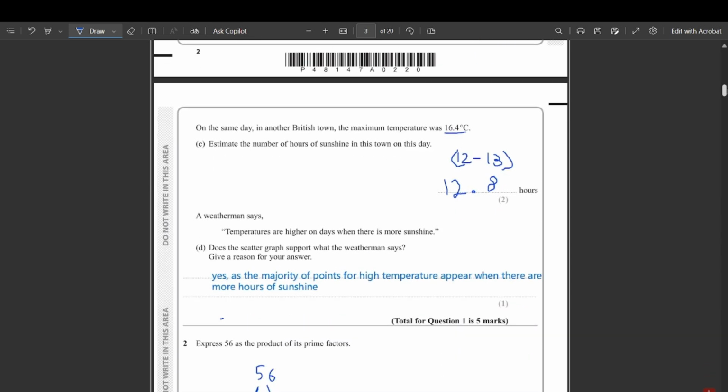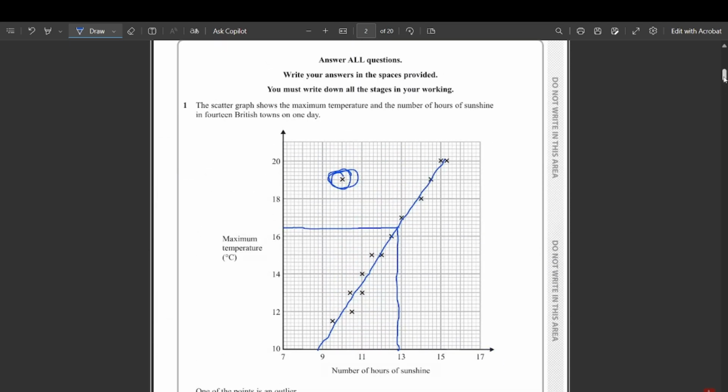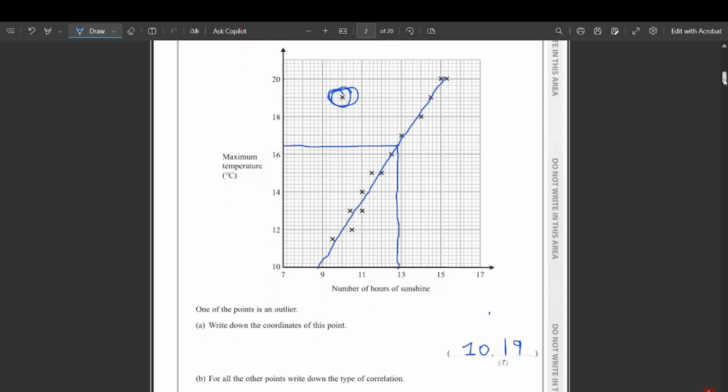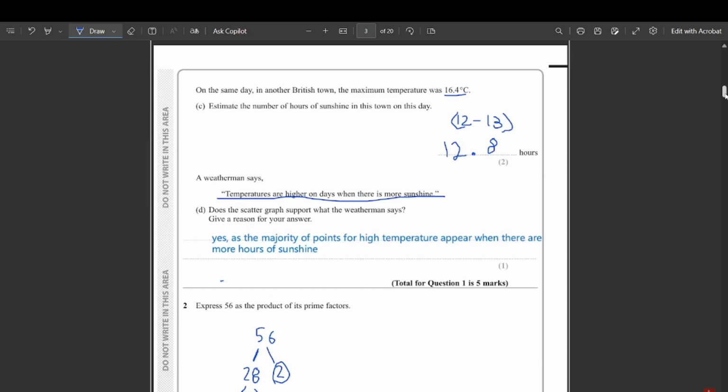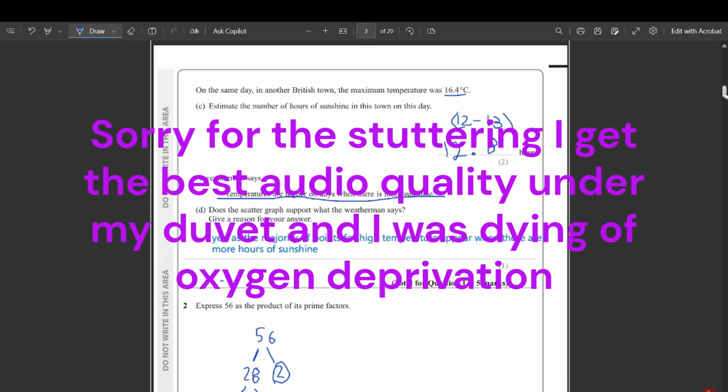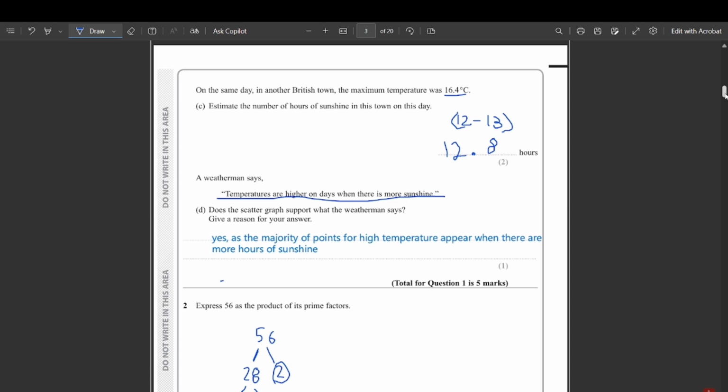And then we're asked, a weatherman says, temperatures are higher on days where there is more sunshine. Does the scatter graph support what the weatherman says? And if you go back to the scatter graph, you can clearly see it does, with days where there's a higher temperature appearing when there are more hours of sunshine.